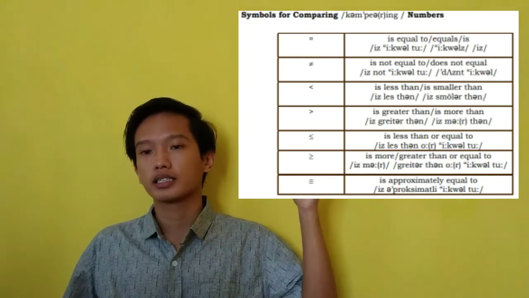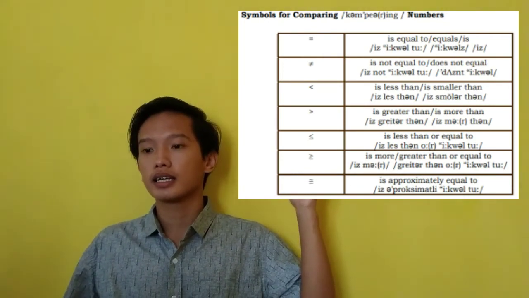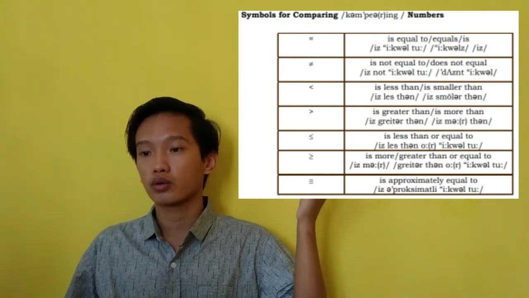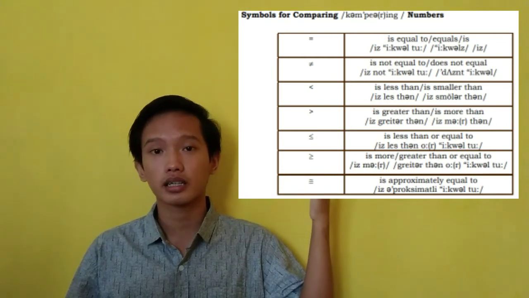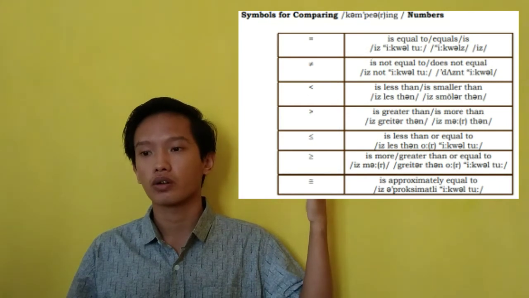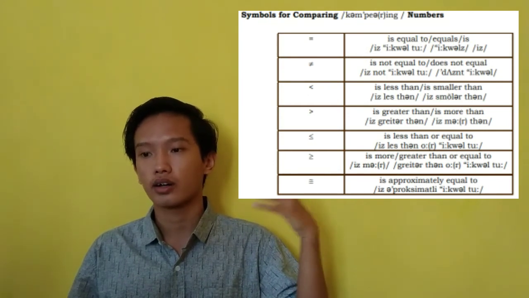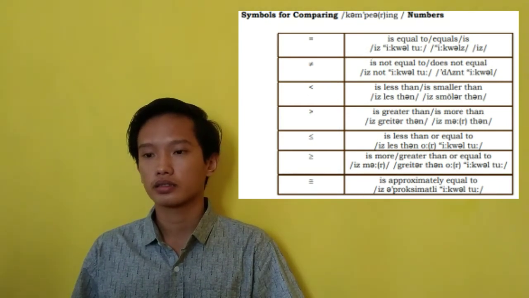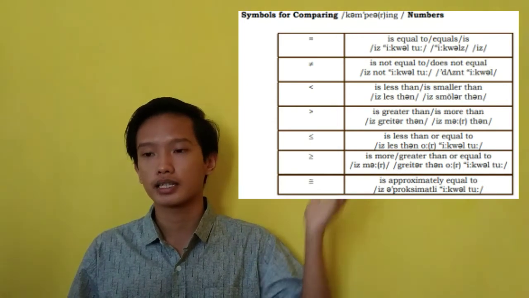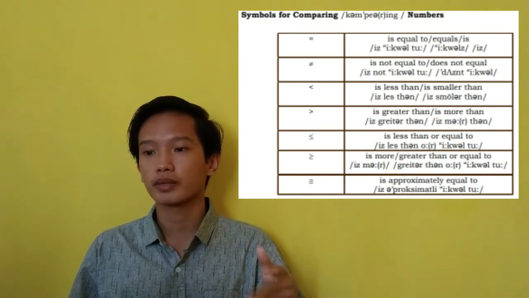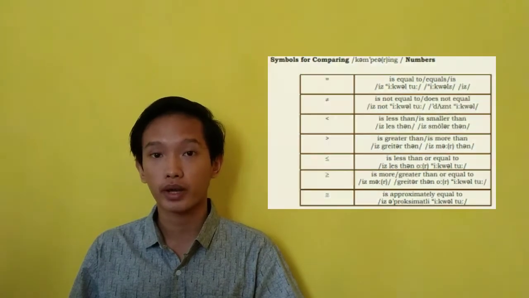If the symbol is like this, we can say is less than or equal to. If the symbol is like this, we can say is more or greater than or equal to. And if the symbol is like this, we can say is approximately equal to, right?